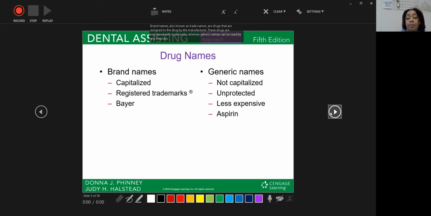So it's all about the name. If the name is capitalized and trademarked, then it is a brand name. If it's not capitalized and it's unprotected, it's generic, and most of the time generic brands of medicine will be inexpensive. That's how you can tell the difference. Now, when you fill a prescription and they give you a generic, it will have the brand name on the side of the generic name, so you can tell the difference.